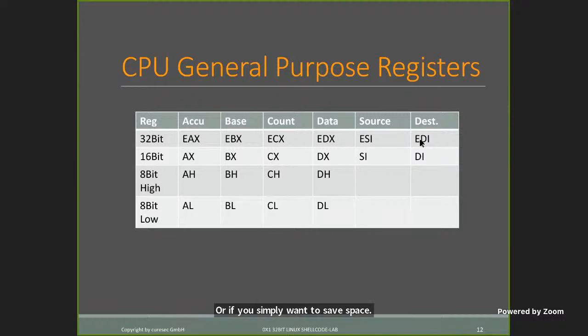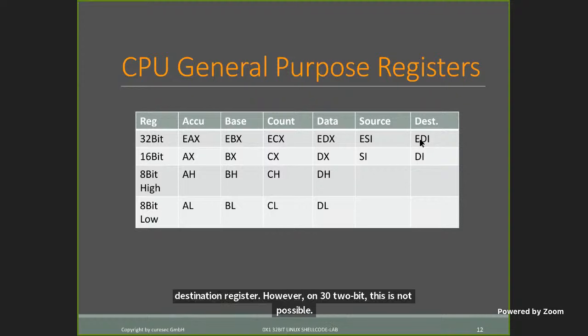There's a difference. If we would now look at 64-bit, we could also address the 8 bits for the source and the destination register. However, on 32-bit, this is not possible, right? So that's an exception on the 32-bit.